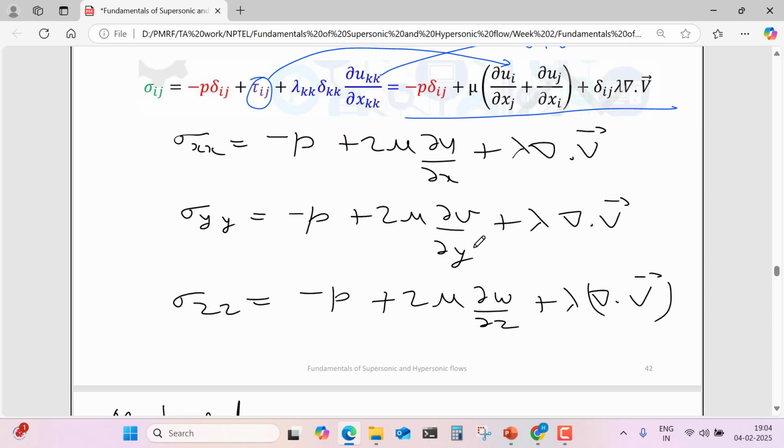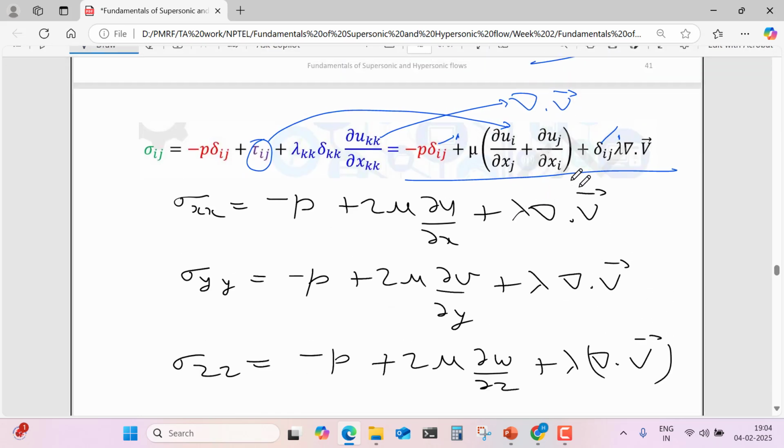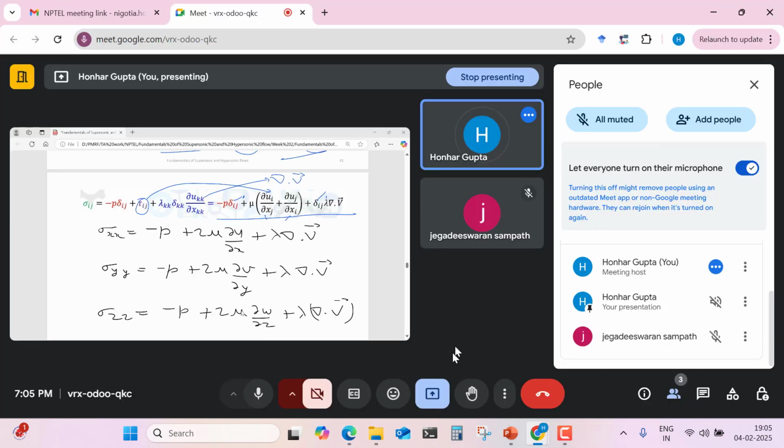We find the normal stresses sigma xx, sigma yy, and sigma zz. For i equal to j, delta ij will become 1, and dou ui upon dou xj, these two will be equal. So for normal stress, it will be minus p plus 2 mu dou u by dou x plus lambda del dot v. Similarly for sigma yy and sigma zz. Is there any doubt till now?